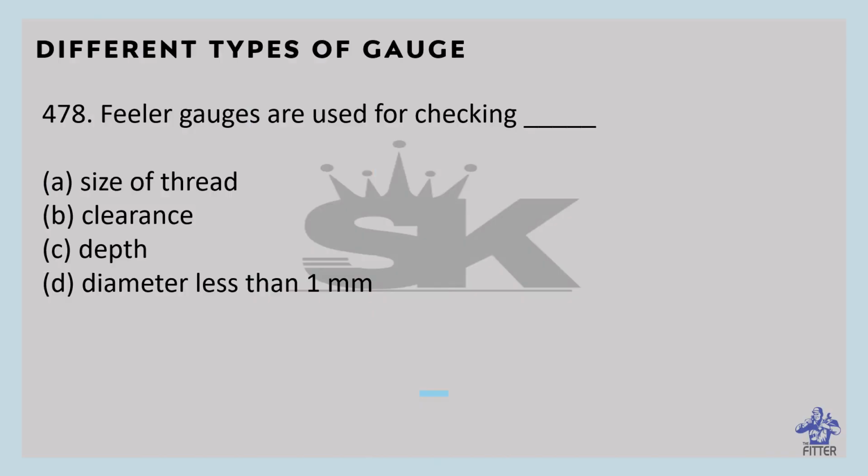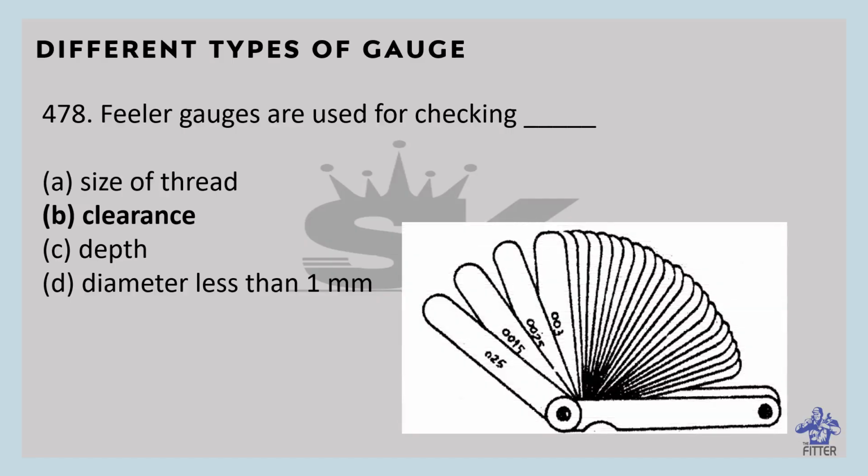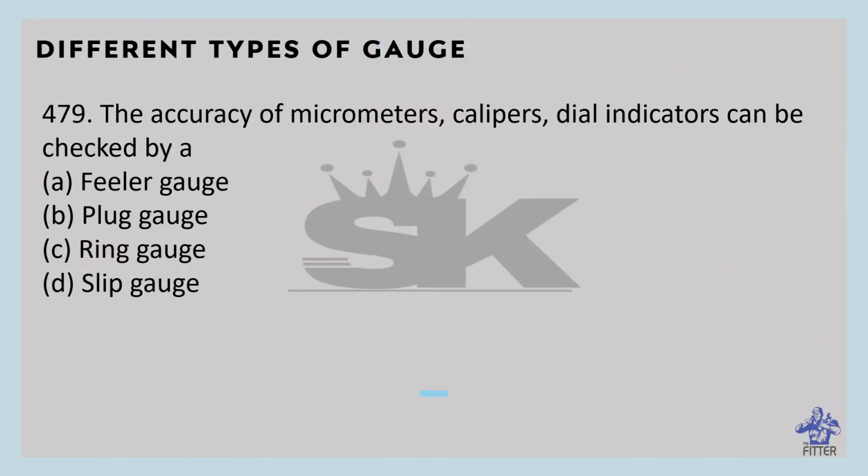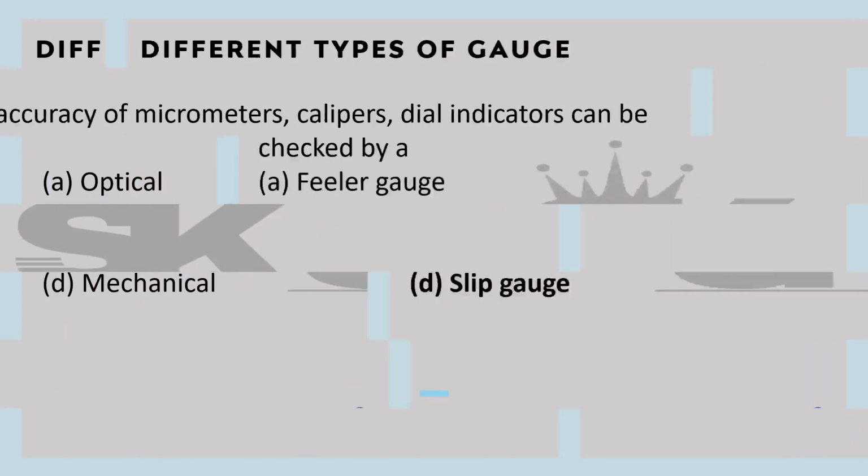Taylor gauge is used to check clearance. This is the Taylor gauge. It is mostly used in engineering to measure the clearance between two parts. They consist of a number of small lengths of steel of different thicknesses with the measurement marked on each piece. The accuracy of micrometers, calipers and dial indicators can be checked by slip gauges.